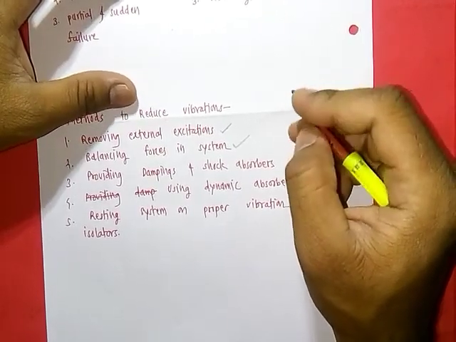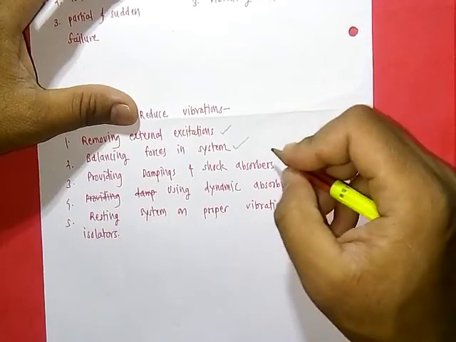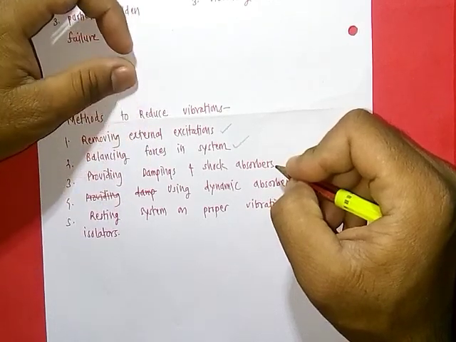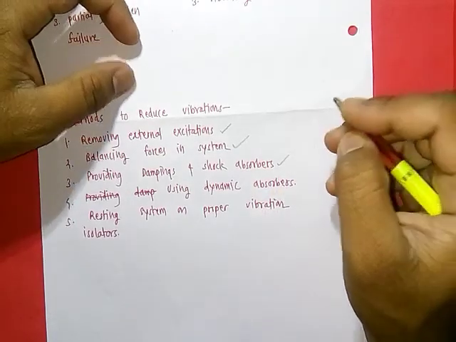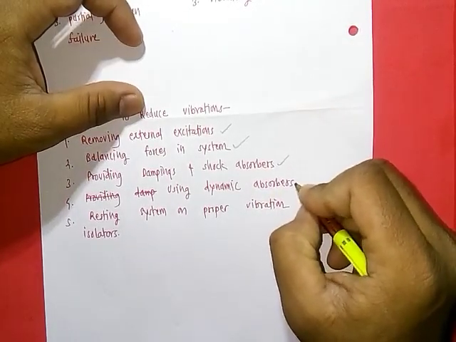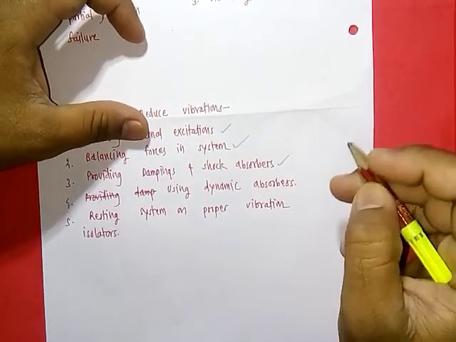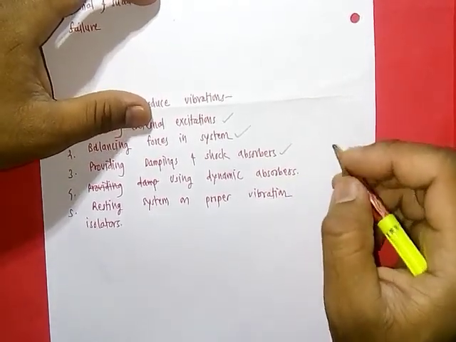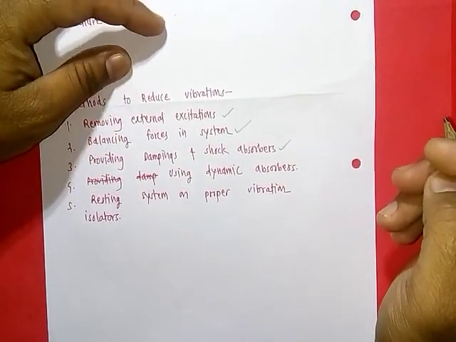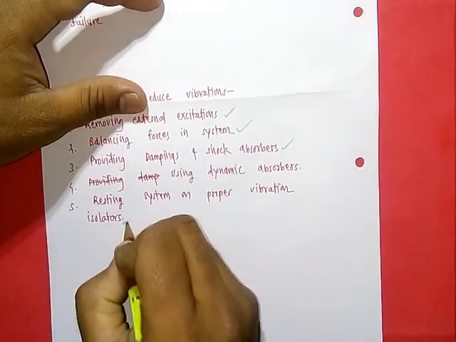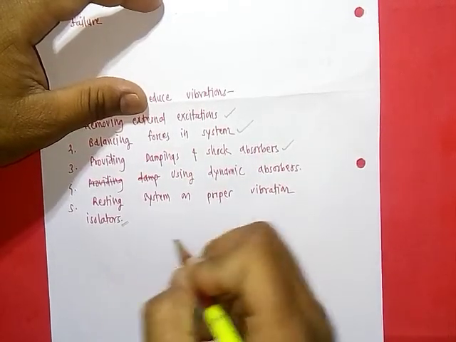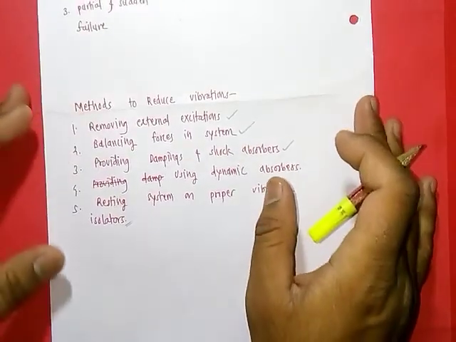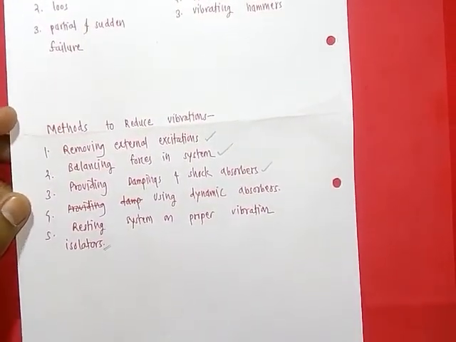Then next is providing damping and shock absorbers. This absorbs shocks and the energy of vibrations and reduces vibration. Then providing dynamic absorbers. We will see what an absorber is in the next topics. Then next one is resting the system on proper isolation. That means isolating the system from the cause of vibration. We will discuss this later, but at this stage just remember that a vibration isolator means isolating the vibrating system from the cause of vibration. So these are the methods to reduce vibrations.